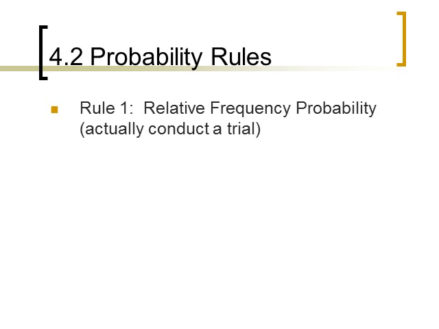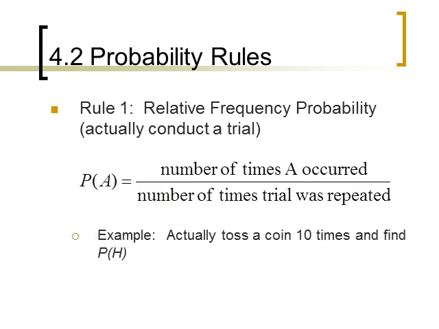There's a probability that we can solve for that's called a relative frequency, and this is where we can actually do a trial. So for instance, if we were to actually toss a coin 10 times and find the probability of H, which is the probability of getting heads, then when we're doing an actual experiment or trial, the probability equals the number of times that that particular event occurred divided by the total number of times that we did the trial.